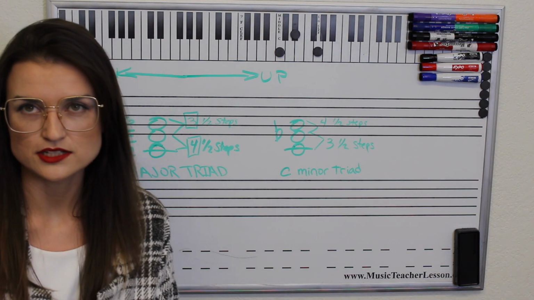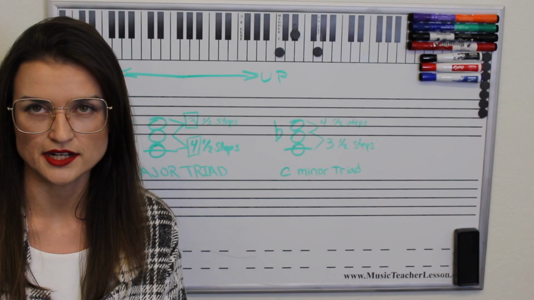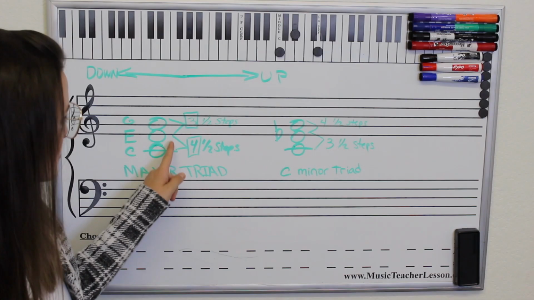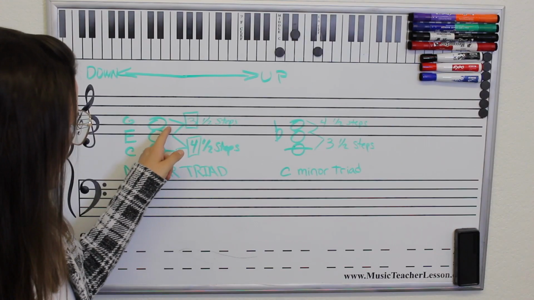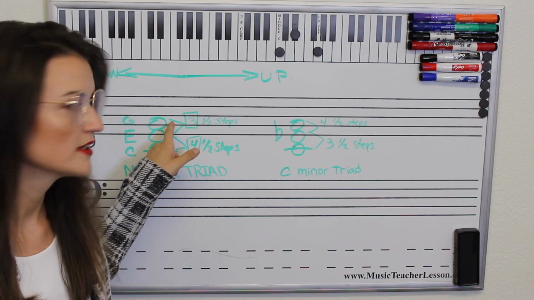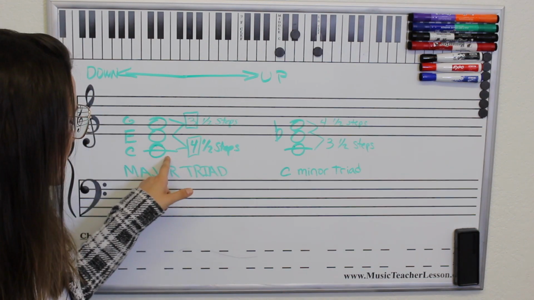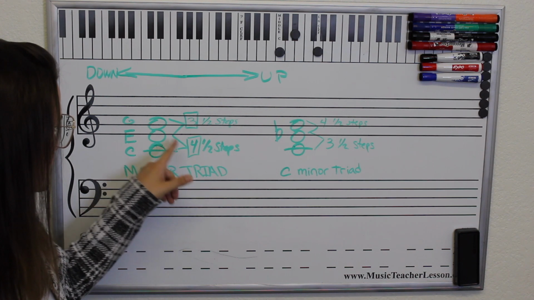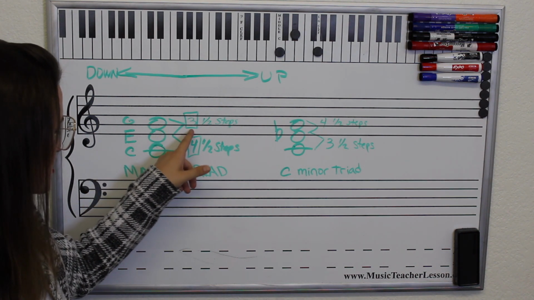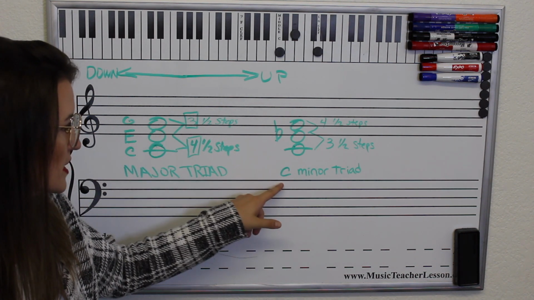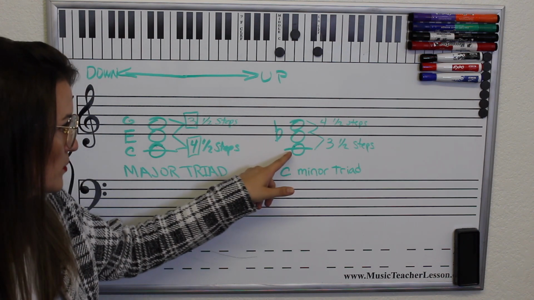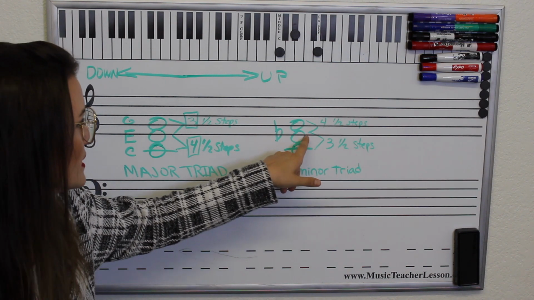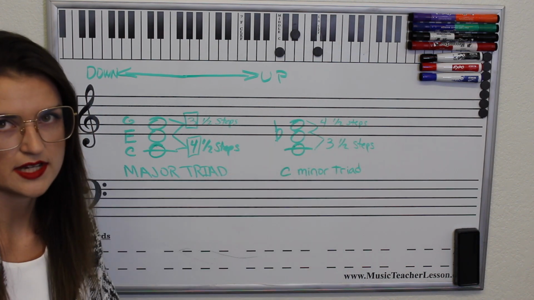To build a major triad off of any note on the piano, all you have to do is go up 4 half steps for a major third and 3 half steps for a minor third. So here we have from C to E is a major third, so that's 4 half steps, and then from E to G, that's 3 half steps. When we make a C minor triad, we go C to E flat, that's 3 half steps, and then E flat to G is 4 half steps.